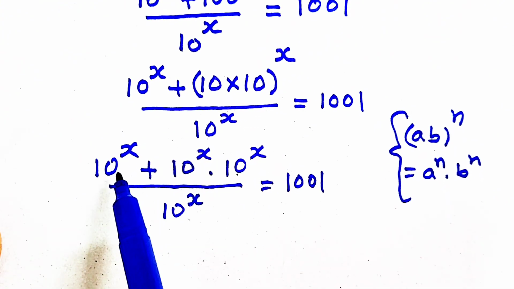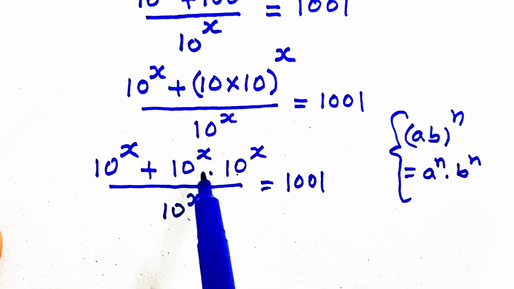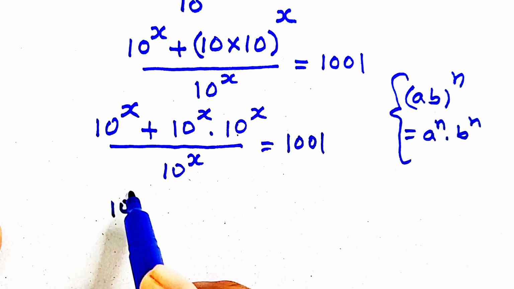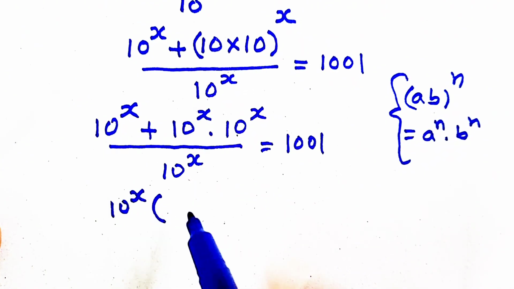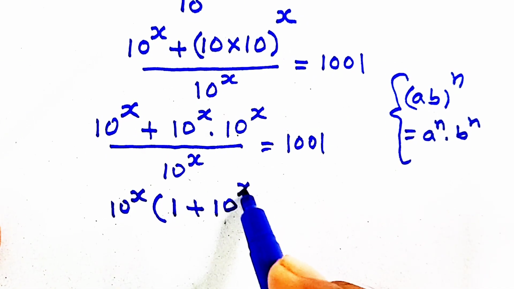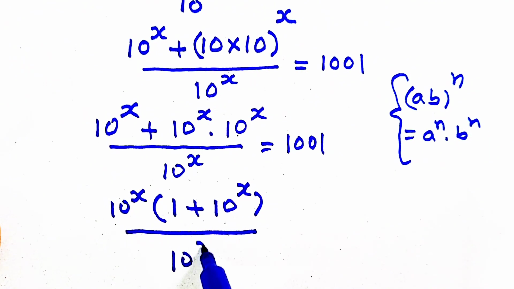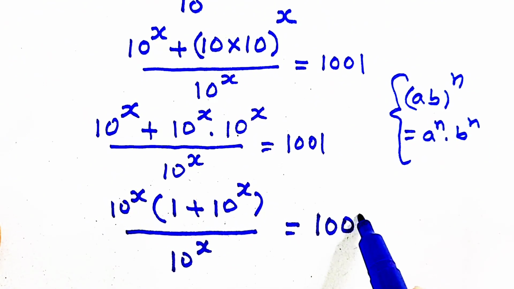Now we can take common because here is plus, these are two terms, so we can take common. Which will be common? 10 raised to power x, so it is taken as a whole common, so here we will get 1, and here is 10^x, 10^x divided by 10^x. In right hand side we have 1001.